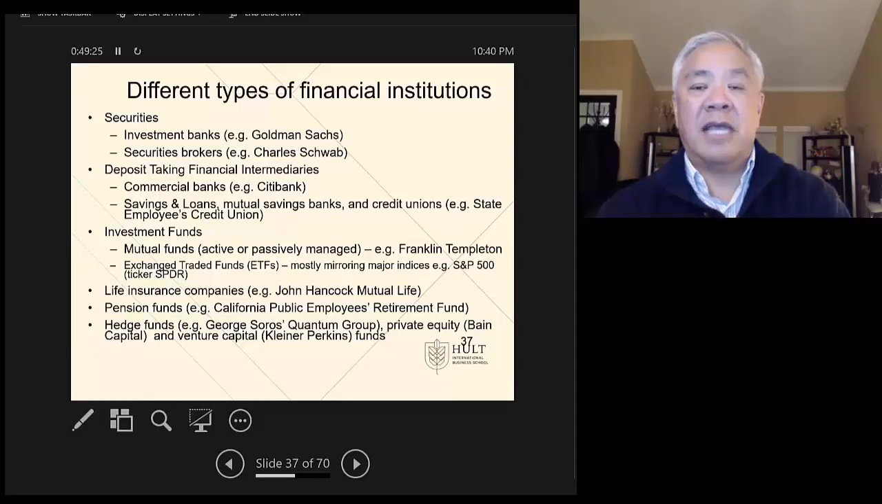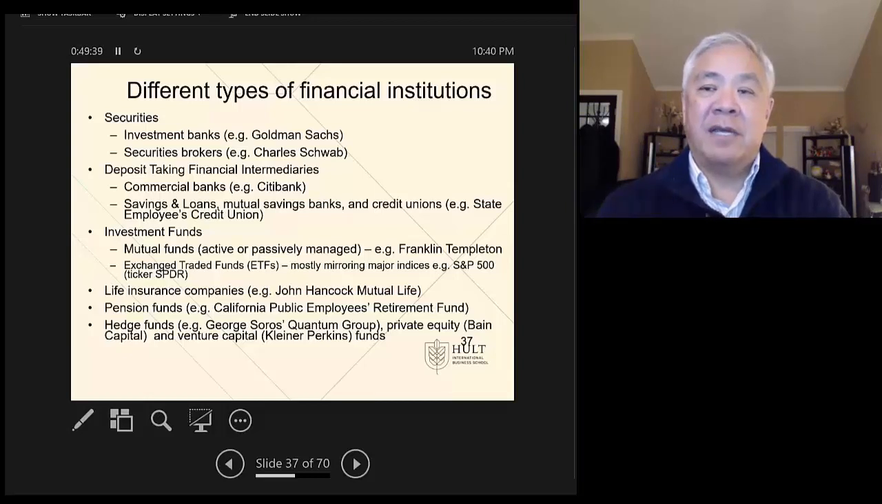Pension plans, such as the California Public Employees Retirement Fund, CalPERS is a very large pension fund, and they have widely diverse holdings, stocks and bonds and real estate and all types of different categories of investments.